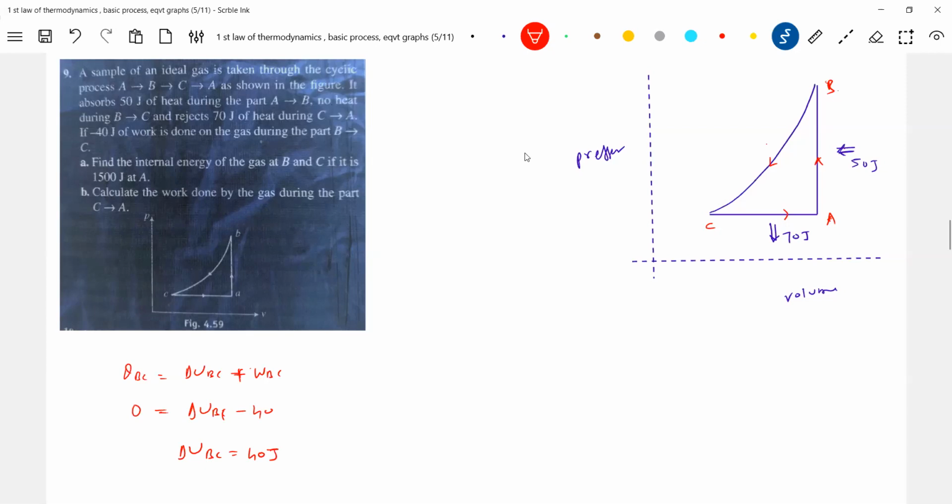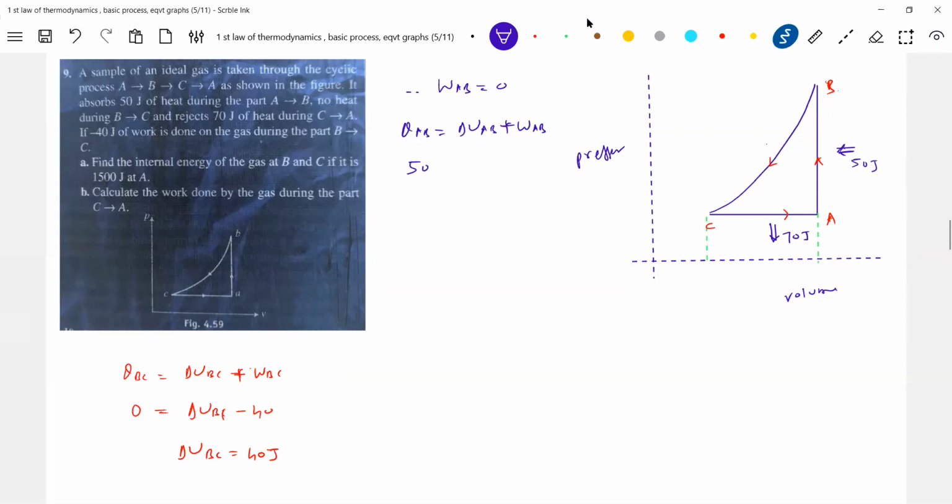What is the work done in the path AB? Anybody wants to answer? I'm asking you. Zero, sir. Should be zero, no? Why should it be zero? Delta V is zero, sir. Volume is constant, no? So therefore, no work is done. So one observation I'm making: WAB is zero. If WAB is zero, then QAB equals delta UAB plus WAB.